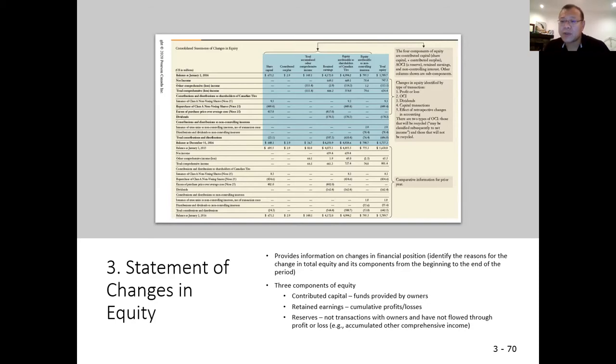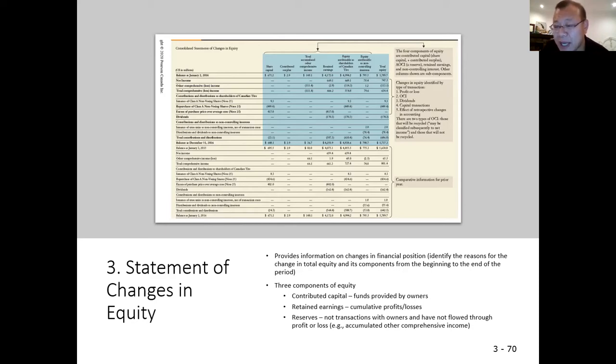Okay. So what are some of the changes in equity? So profit or loss. Okay. Profit or loss. So that would go into the retained earnings, right? Retained earnings. OCI, other comprehensive income, that would go to the reserve, right? AOCI. Dividend, okay, dividend, that's a decrease in the retained earnings.